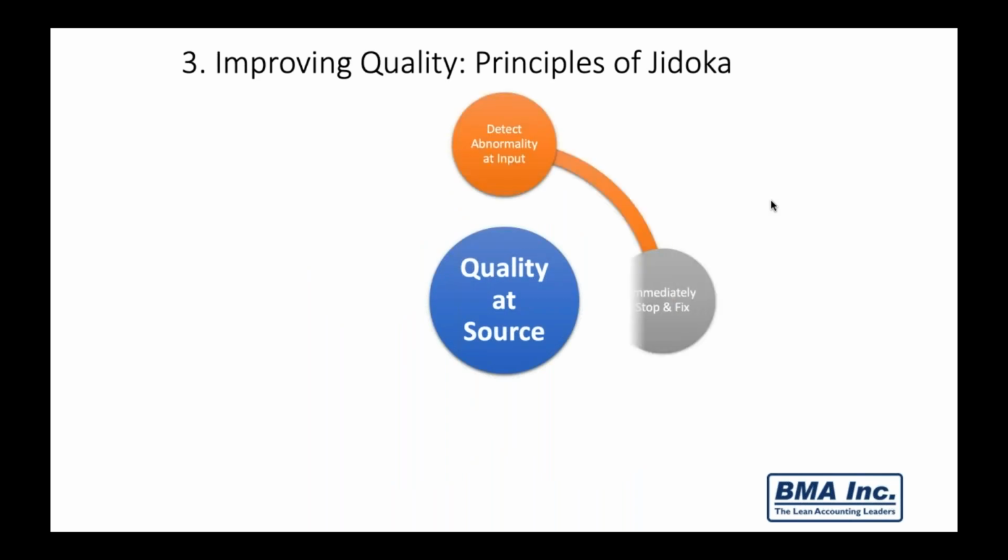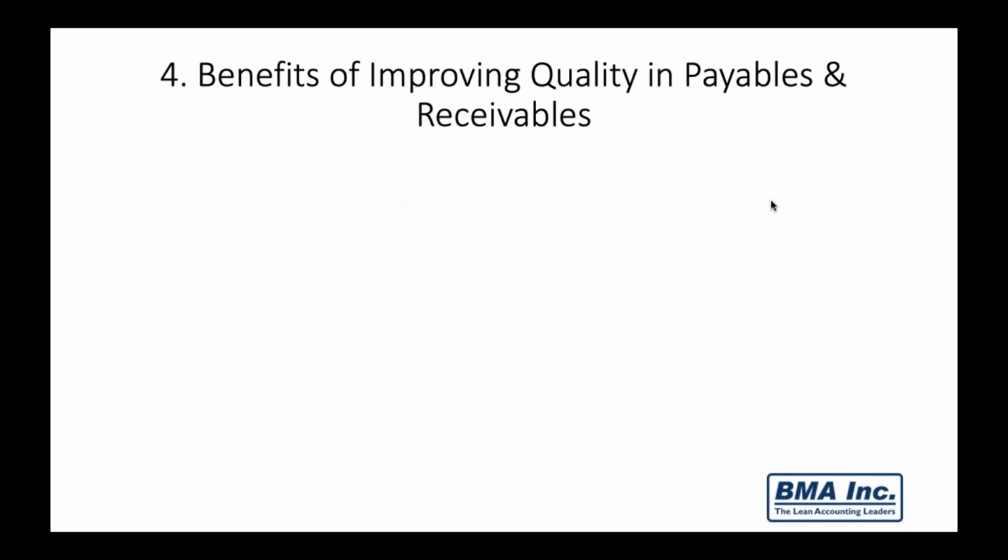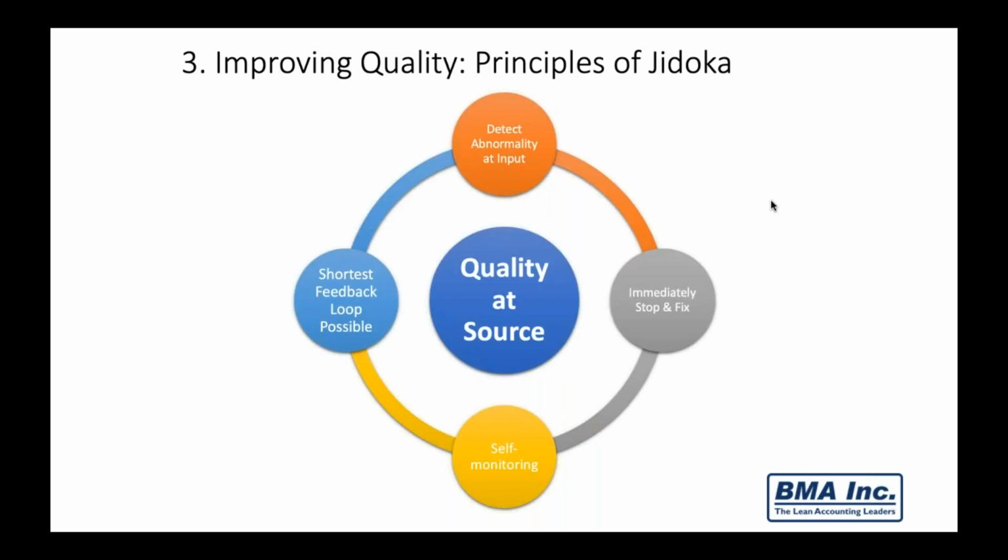Improving quality using Jidoka. We have a goal, quality at the source. We want our improvements to drive us towards that goal. We don't want random improvements. We want to try to spend our time on improvements that get us a little closer to the goal.